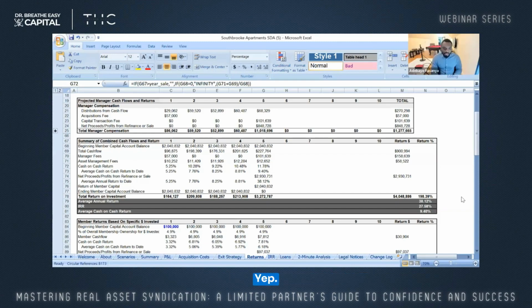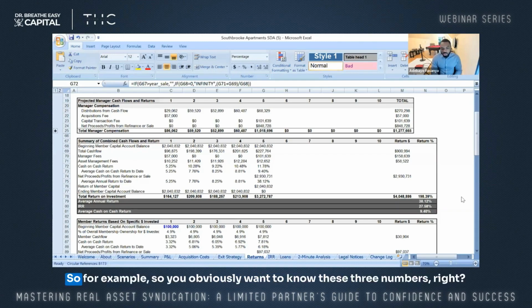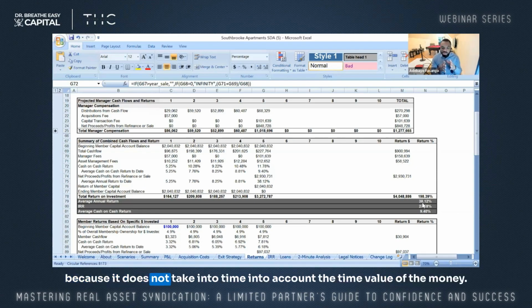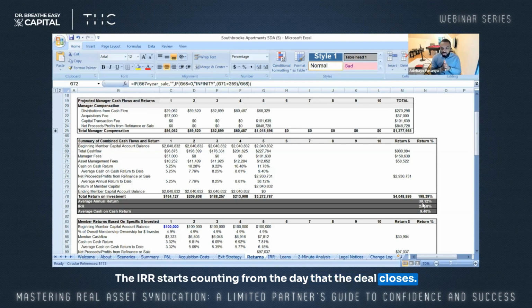Yeah. Yep, a great addition. So for example, you obviously want to know these three numbers, right? You see the cash on cash return, and then you see the IRR, and then you see the average annual return. As you can see, the average annual return is much higher, and that's because it does not take into account the time value of the money. The IRR starts counting from the day that the deal closes.